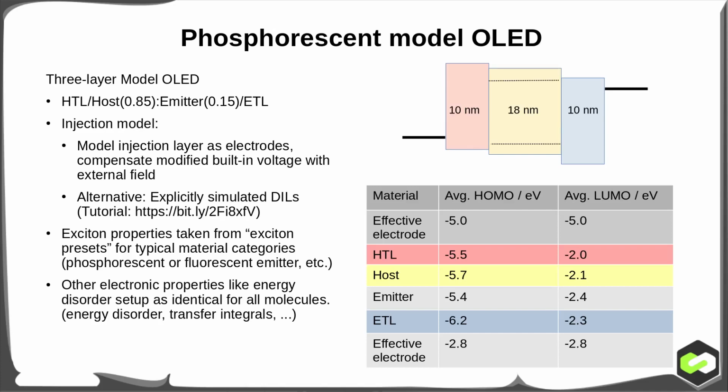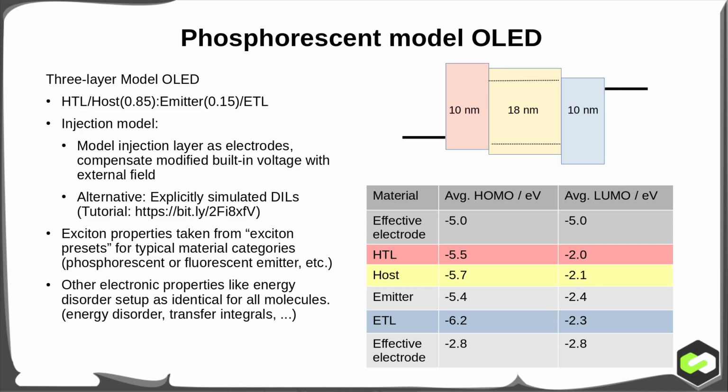We will start by simulating the operation of a simple 3-layer phosphorescent OLED consisting of an HTL, an emission layer and an ETL. We will compute an IV characteristics and the internal quantum efficiency depending on the voltage and the currents. And we will show you how you can use LightForge to analyze quenching and find bottlenecks in your device.